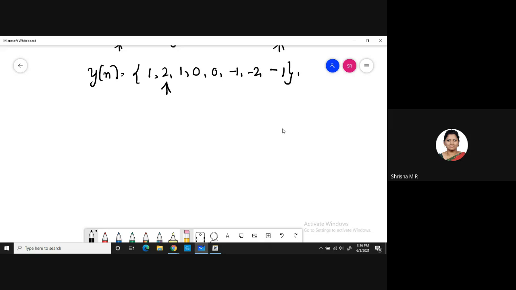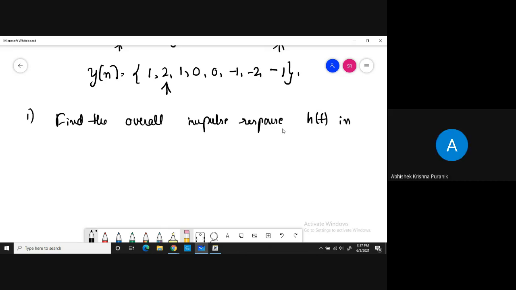So that is about this, and we have to solve problems on interconnection, right? Okay. So take down first problem. This is problems on interconnection of LTI systems. It's the same in unit 2 and unit 3. So find the overall impulse response h of t. Ma'am, can you repeat again? These are problems on, ma'am? Interconnection of systems. Okay. Fine.